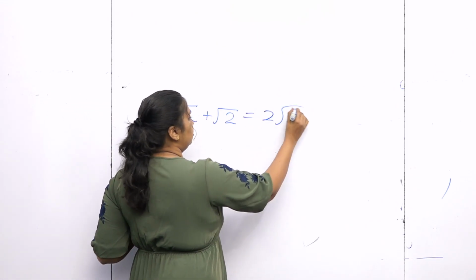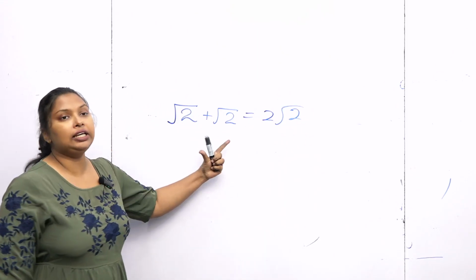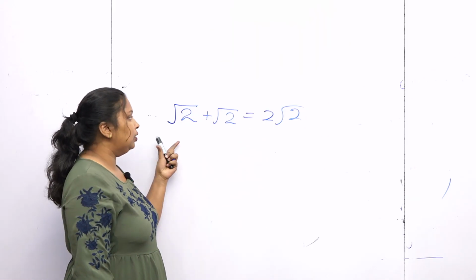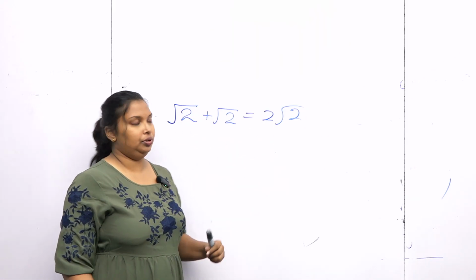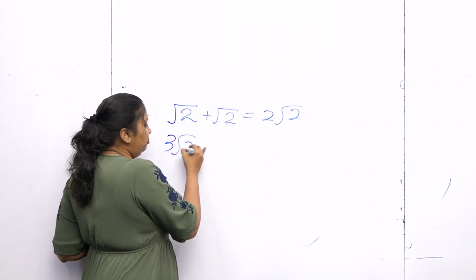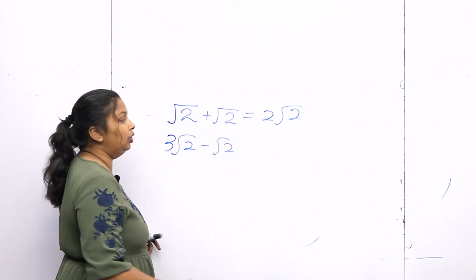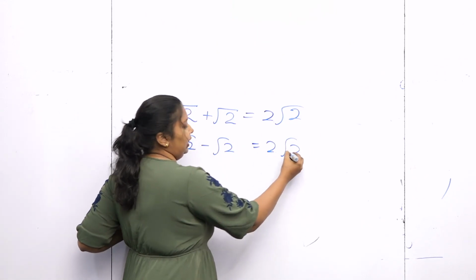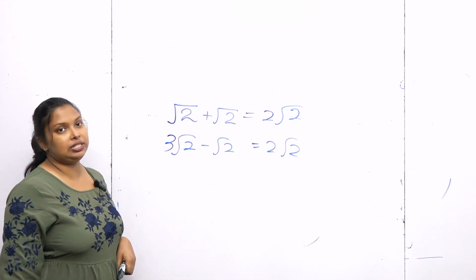Just 2 root, like x plus x gives 2x. Root 2 plus root 2 is 2 root 2. Then 3 root 2 minus root 2 is 2 root 2. Clear? Subtraction is also done the same way.